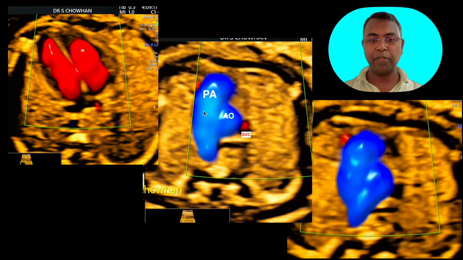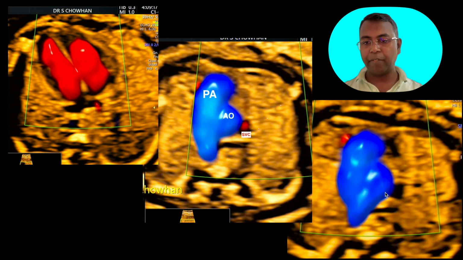This is the three vessel view. We can see the pulmonary artery and the aorta both in the same color because they have a forward direction, whereas the SVC is in the opposite direction because it drains blood from the upper part towards the heart. So the direction is from up to down, whereas this direction is forward. That's why it is blue and this is red.